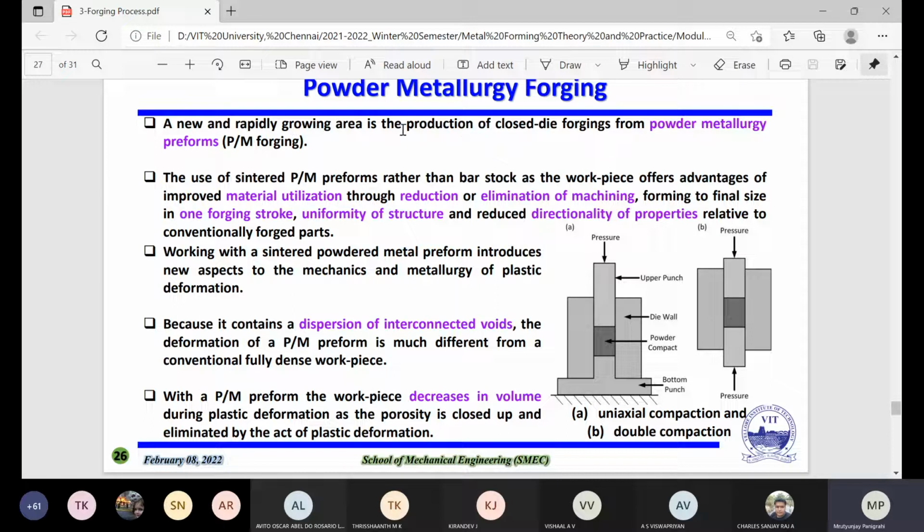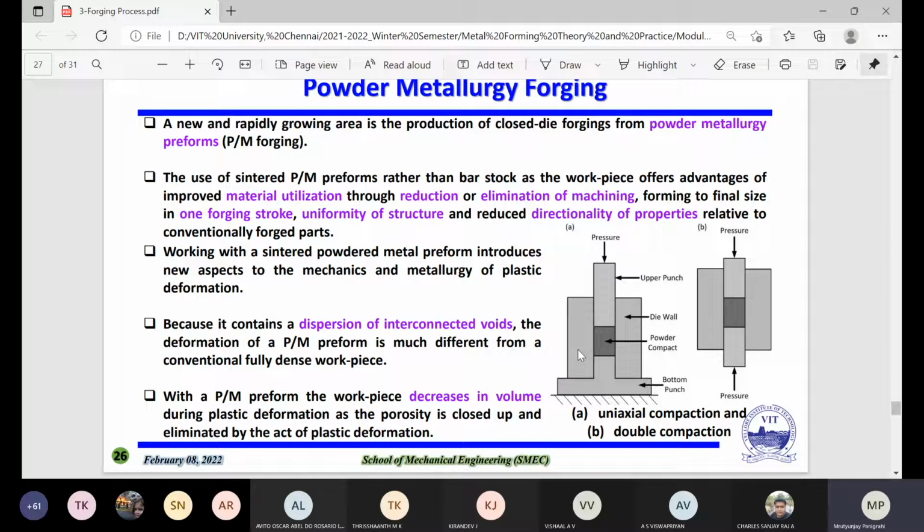So a new and rapidly growing area. That's why I mentioned here, a new and rapidly growing area is the production of closed die forgings from powder metallurgy preforms, or we call it PM forging. That means powder metallurgy forging. If you see the schematic diagram here, I have prepared two kinds of schematic diagram. In the first part, we have the uniaxial compaction, and in the second one, we have the double compaction.